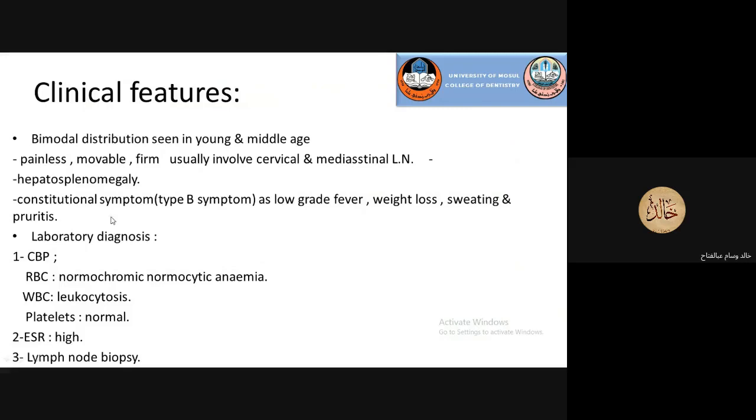Laboratory diagnosis is not very specific. RBC may show a normocytic anemia, leukocytosis, normal platelets, and high ESR. So we need a definitive diagnosis by doing a lymph node biopsy. We have to excise the lymph node and send it to the lab for histopathological examination.